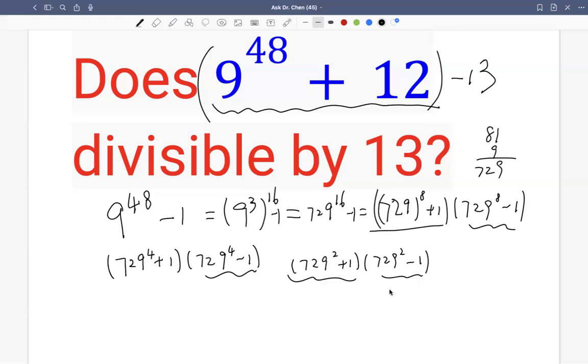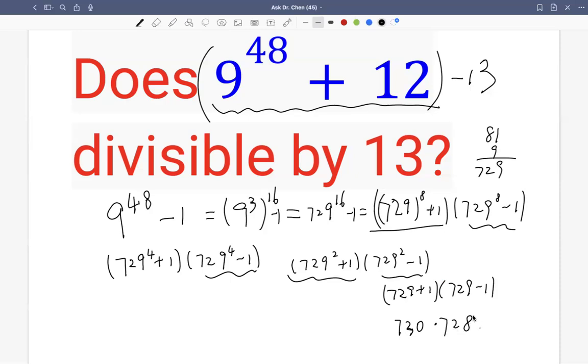Again, this one can be written as 729 plus 1 multiplied by 729 minus 1. As long as one factor is divisible by 13, we can make the conclusion. So 729 plus 1 is 730, then multiplied by 729 minus 1, which is 728.